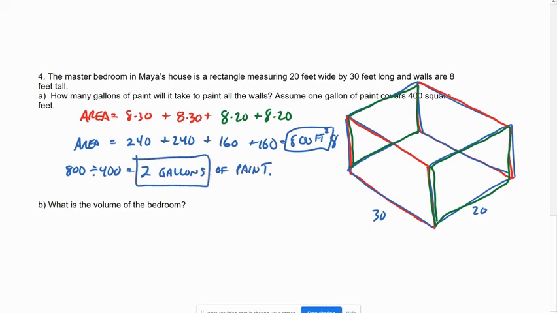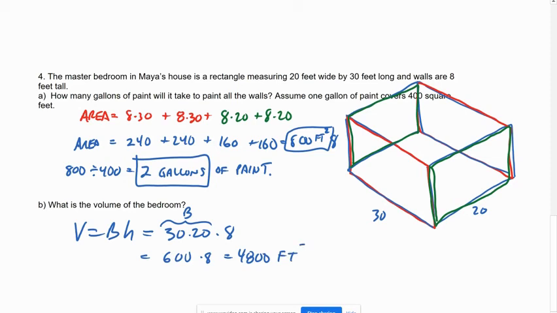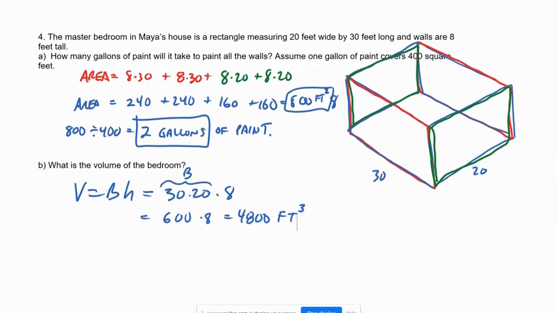And then to find the volume of the bedroom, we would just do base area times height. The base area is 30 times 20. That's our base area. And then our height is 8 feet. And so that is 600 times 8, which is 4,800 cubic feet. And that completes all of our examples. So you can go ahead and try the worksheet now. And after that, then you can start your calculations for your house.